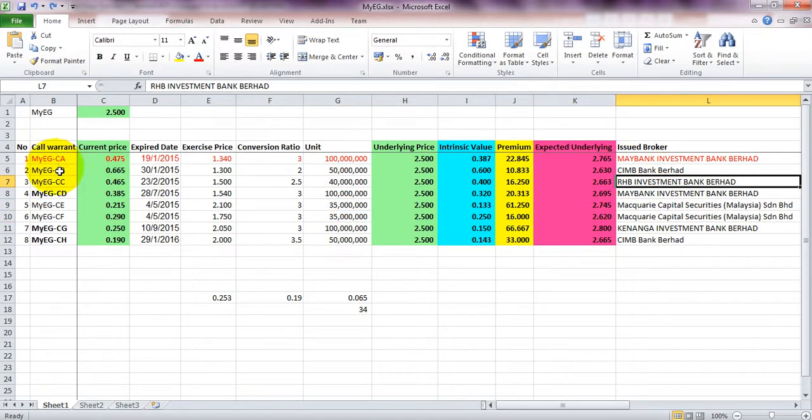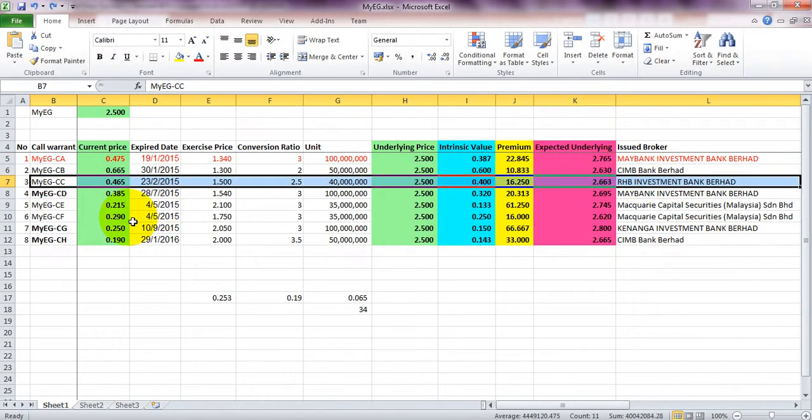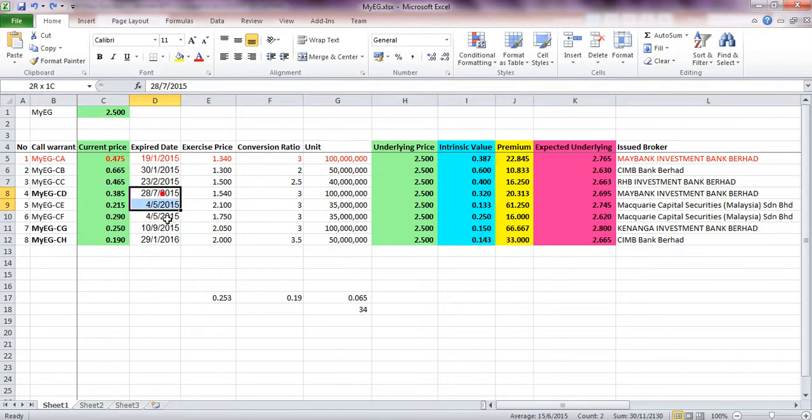So RHB Bank is this one, this is February, this even lesser, so the risk is there. The nearer the expiry day, I mean the shorter the expiry day, right, the risk is getting higher. It's this one, the risk is not so much over there, or is this one.